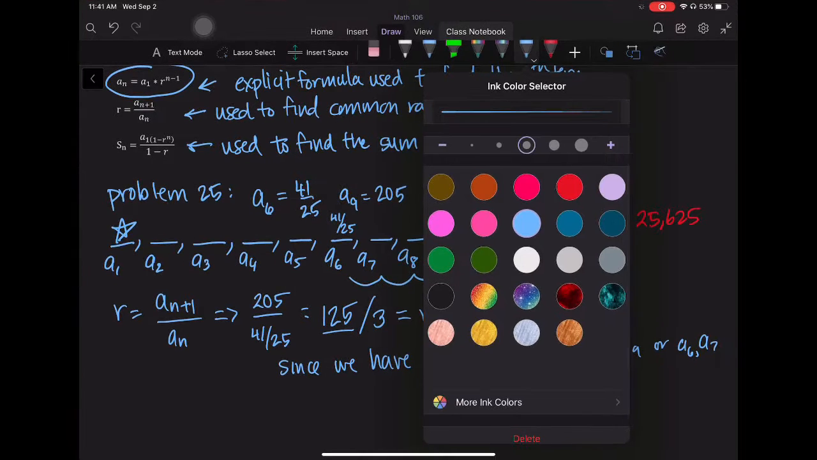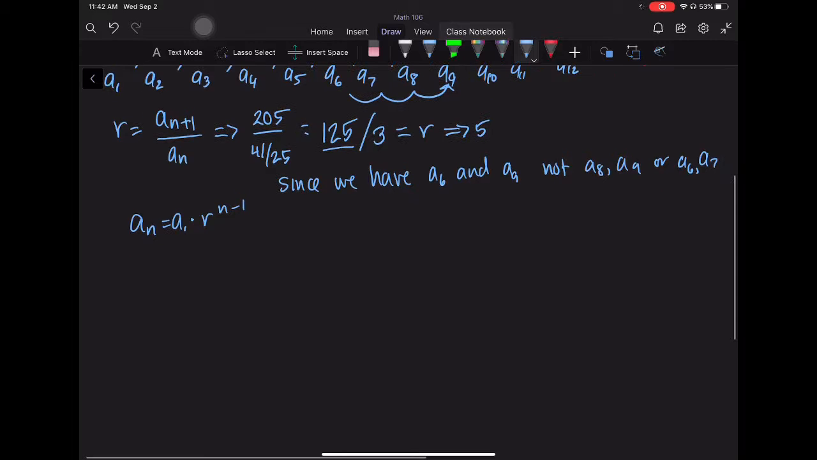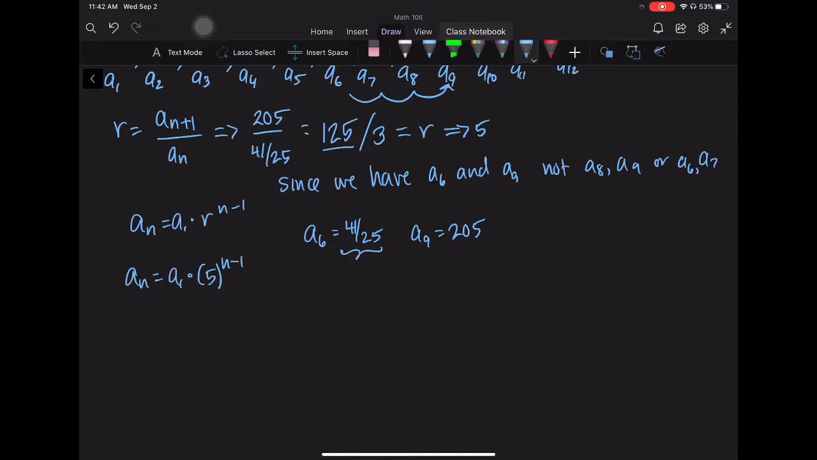We're going to use the formula that the nth term is equal to the first term times r to the n minus 1. Our nth term is going to be equal to a1 times the common ratio of 5 to some n minus 1. Well, now we can pick an n that we know. We know that a6 is 41 over 25, and we know that a9 is 205. And I know most people don't really like to work with fractions, so we're going to use a9. That means that a9 is equal to a1, which we don't know, times 5 to the 9 minus 1. We have a value for a9, and we can do 9 minus 1. So we get 205 equals a1 times 5 to the 8th power.